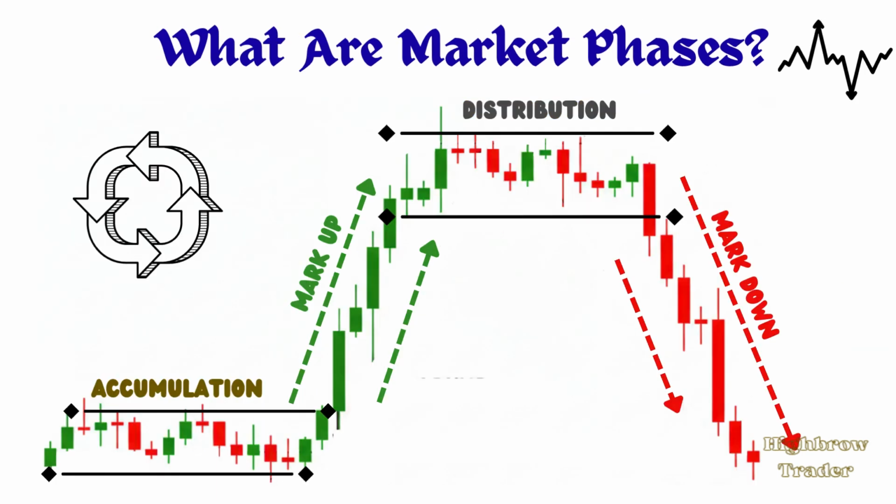There are 4 repeating market phases: accumulation, markup, distribution, and markdown. These happen in all markets, all timeframes. Each phase represents a battle between buyers and sellers. They are driven by psychology, liquidity, and smart money behavior. Learning these phases helps you trade with the trend, not against it. So let's dive in and explore each phase in detail.